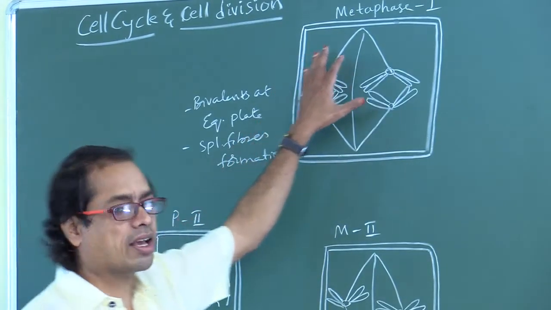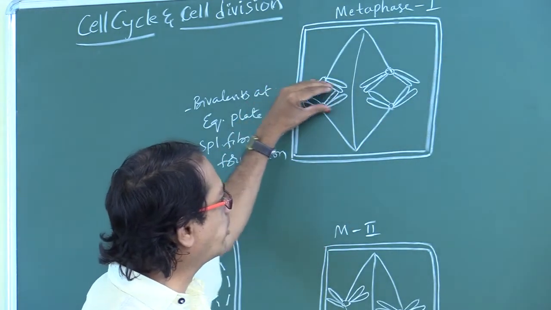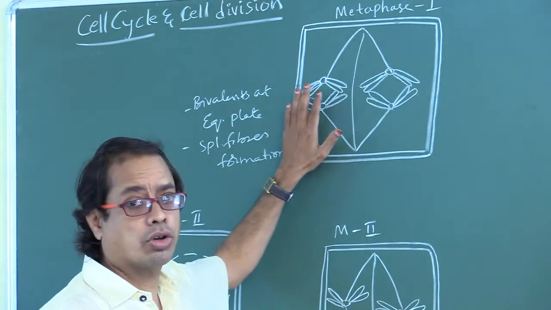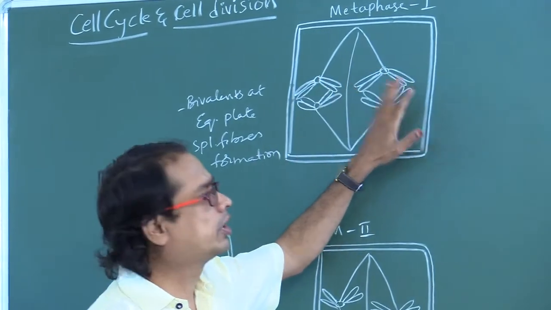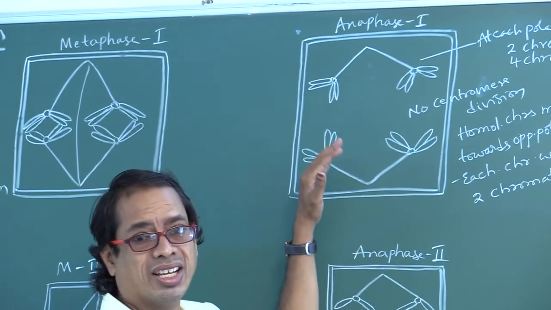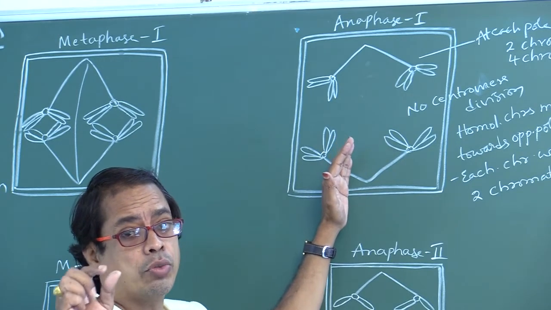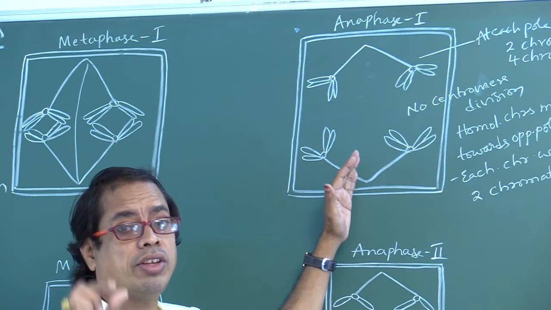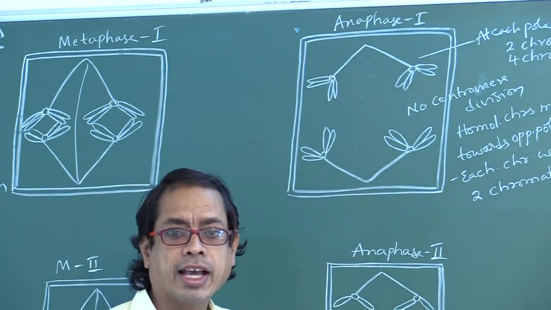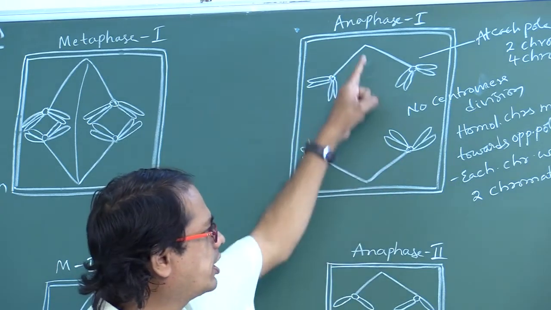Now look at here, this is the metaphase 1. All the bivalents come at the equatorial plate. Pairs of chromosomes come at the equatorial plate. This is the so-called chromosomal congression. Here, each chromosome with 2 chromatids moves towards its opposite pole. This is called segregation or disjunction of chromosomes. The actual chromosomal number is reduced to half in anaphase 1. Very, very important point, my dear students.